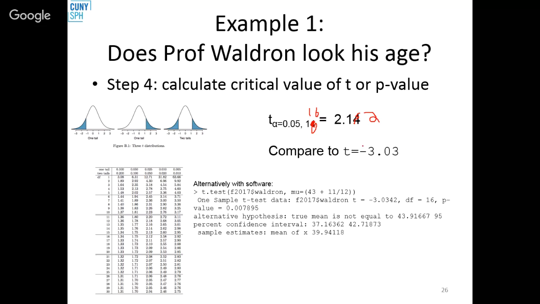So since our actual value is -3, now who thinks we're going to reject the null? Who thinks we're going to accept the null hypothesis? Who thinks we're going to reject it? Okay, like 5 to 0. Well, you're right. We're going to reject the null hypothesis.